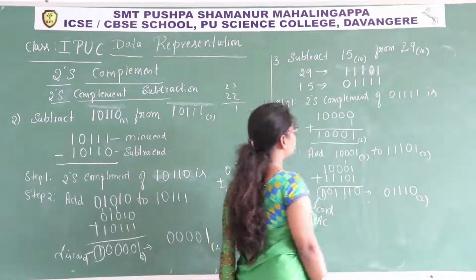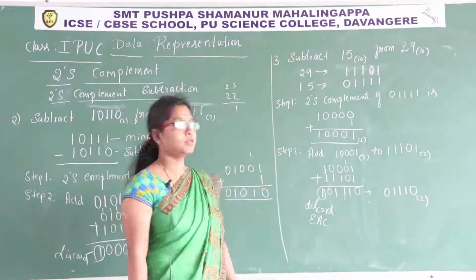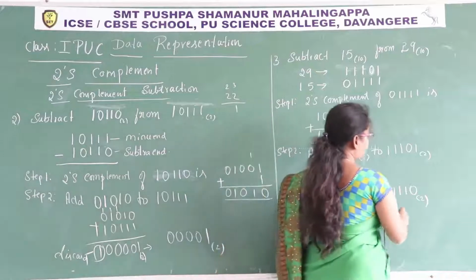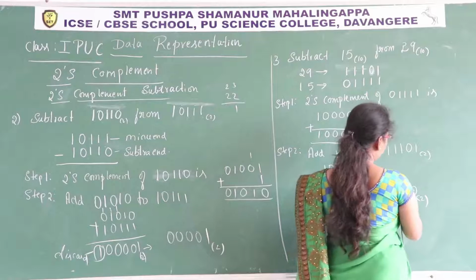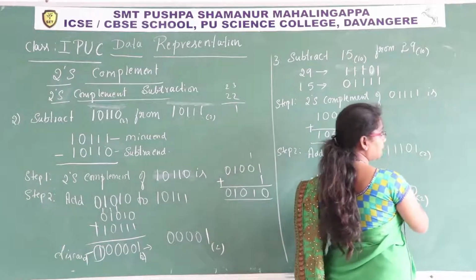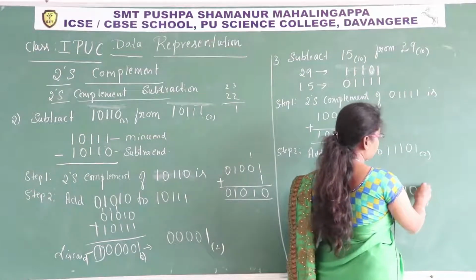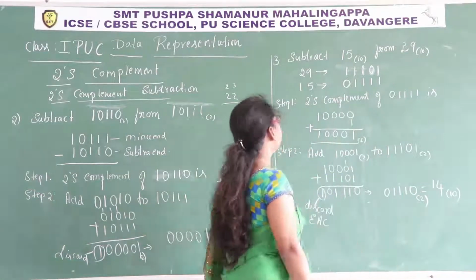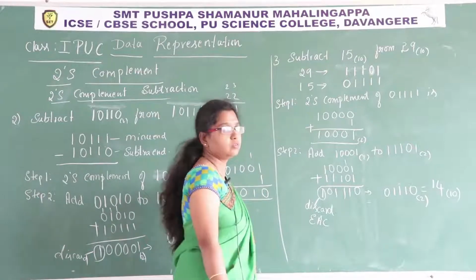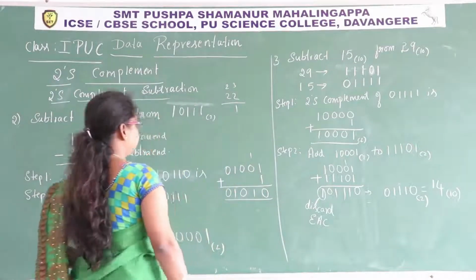In the question the numbers are in decimal form, so we have to convert this binary number to decimal form. So what is this number? 8, 4, 2, 1: 8 plus 4 is 12, plus 2 is 14. 14 base 10. See here, 29 minus 15 is 14, no? So we got the same result here.